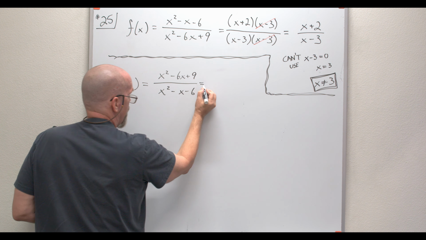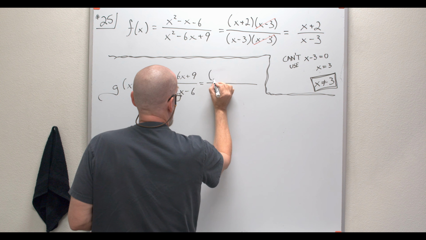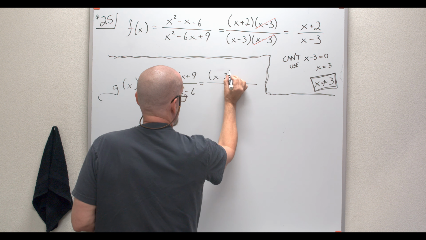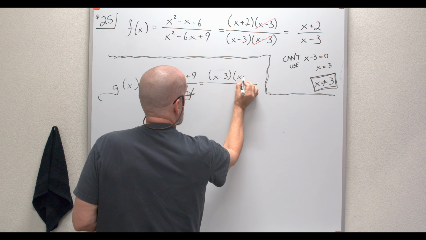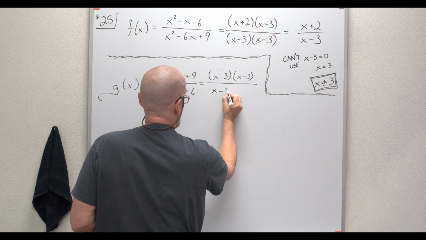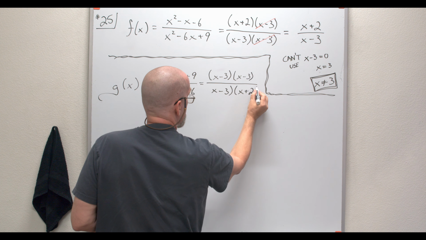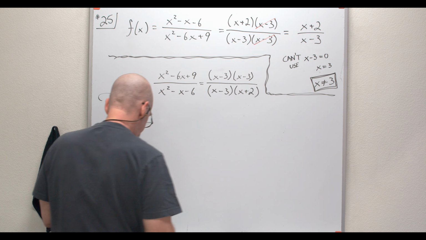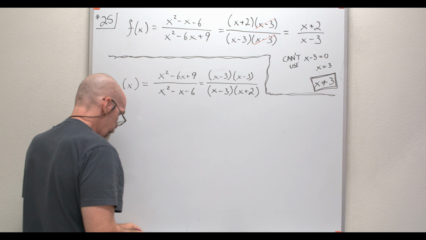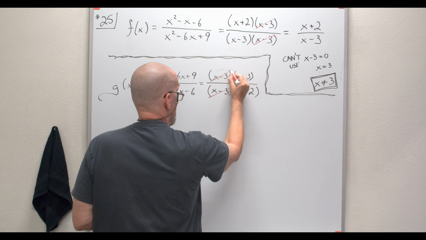So we would repeat the process of saying we're going to factor the tops, factor the bottoms. That top now is going to become x minus 3 times x minus 3. The bottom is going to be x minus 3 times x plus 2. And just like before, the x minus 3s are going to cancel. So if I cancel those, I get that.